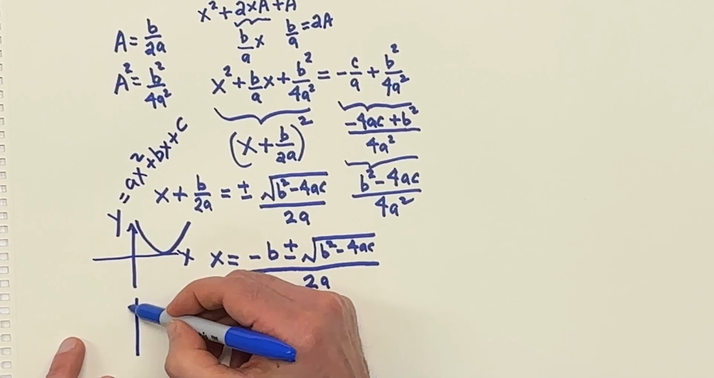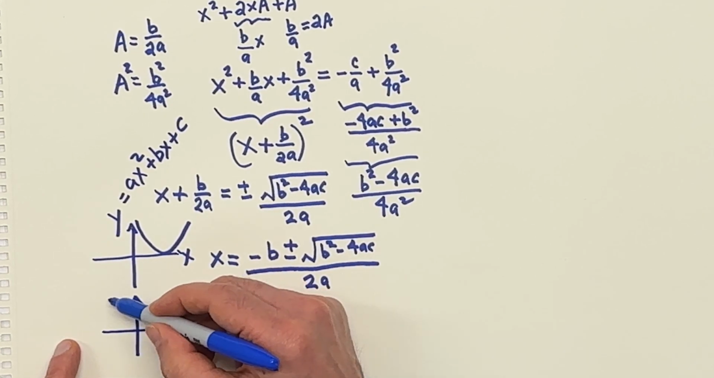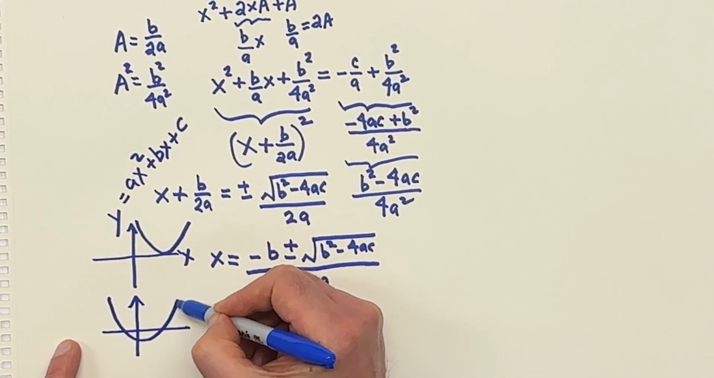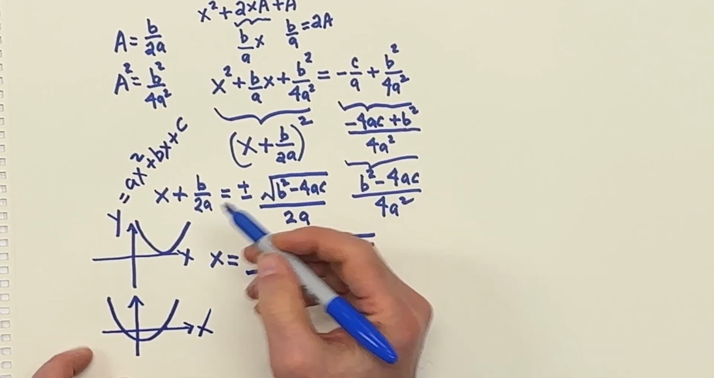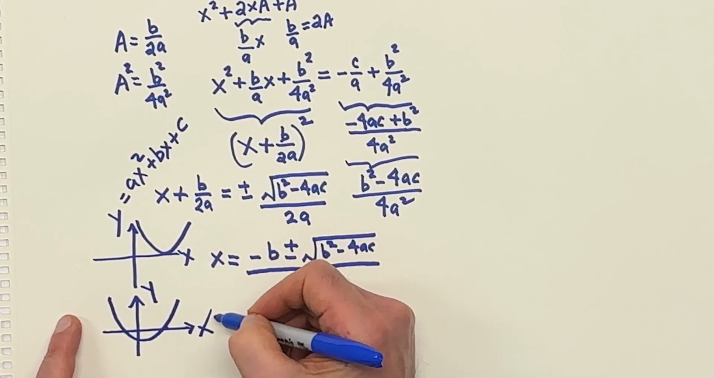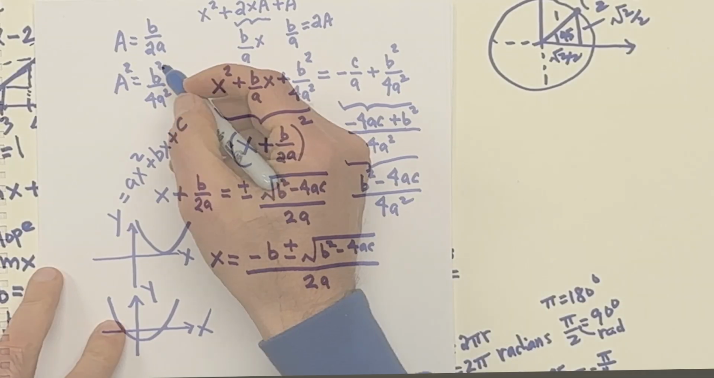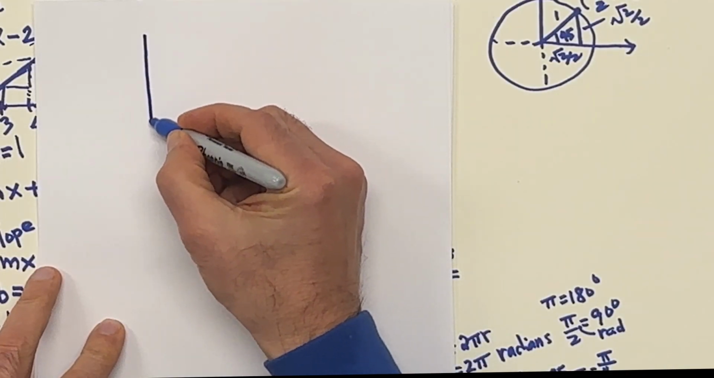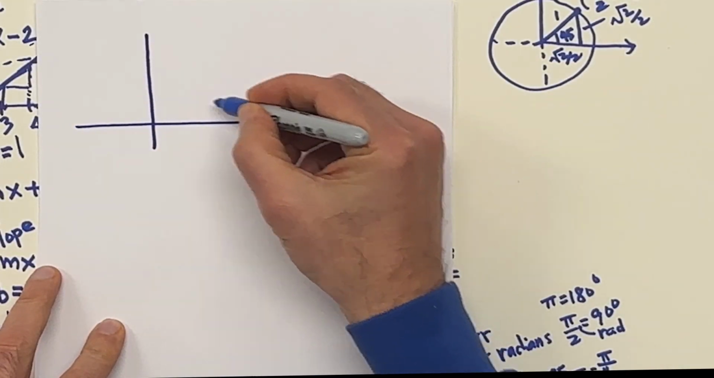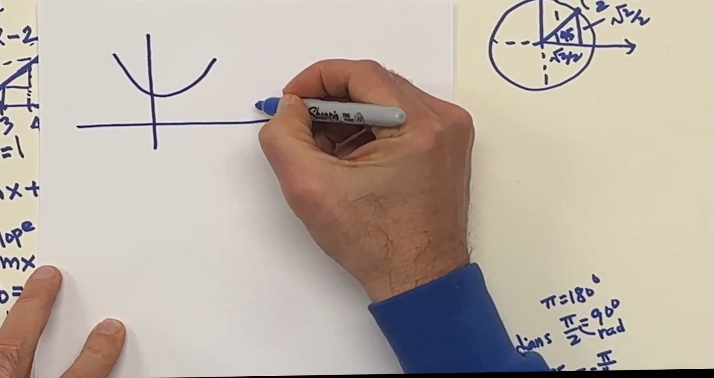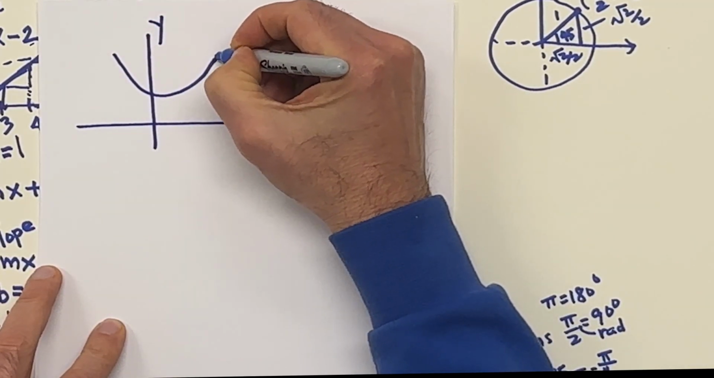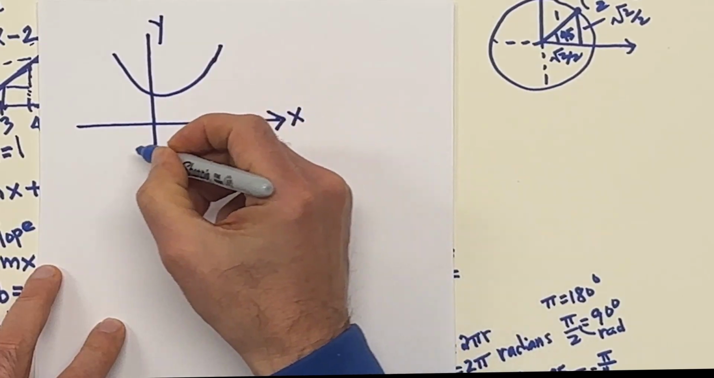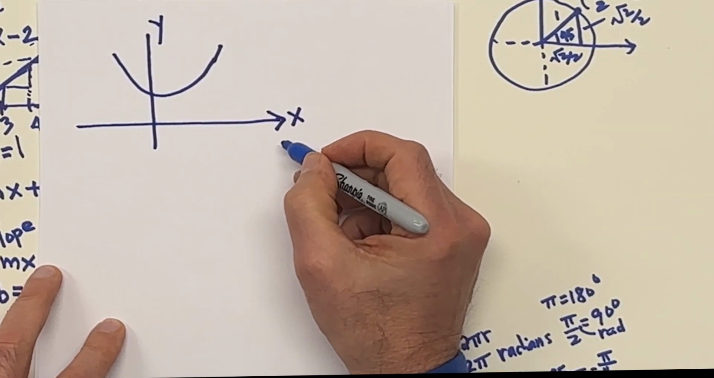But in general, you're going to have something like this, where it's going to cross the x-axis in 2 places. You'll have 2 solutions. Oh, but what about this? Where the parabola doesn't even come down enough to cross the x-axis at all.